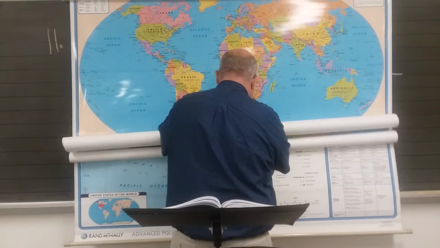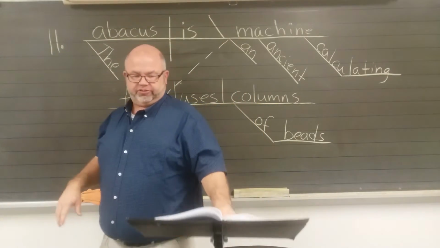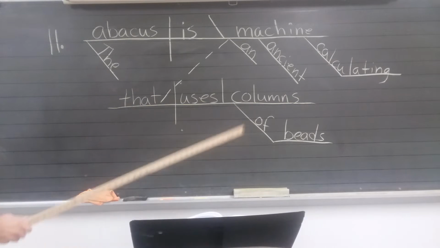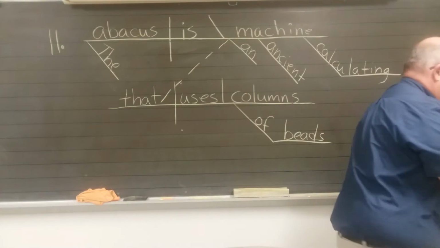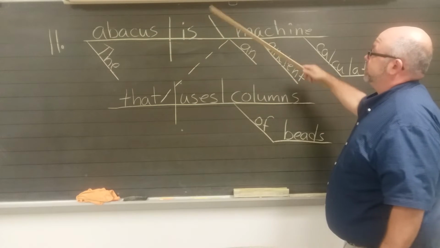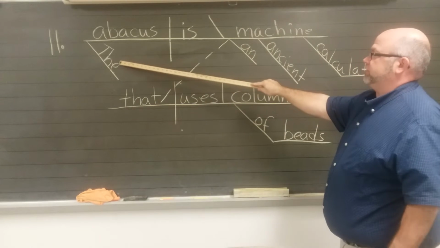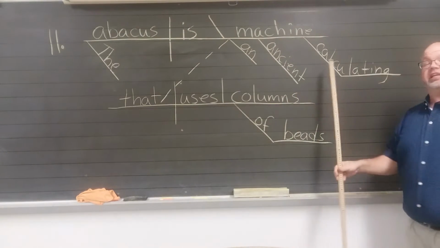Let's look at the number 11 diagram, and then we will look at your spelling words and be done. Number 11 should look like this. This gives you practice with predicate nominatives. It also gives you practice with dependent clauses. Abacus is machine, with a slanted line for predicate nominatives and predicate adjectives. Then the adjectives: the abacus is an ancient calculating. Did you get calculating right?